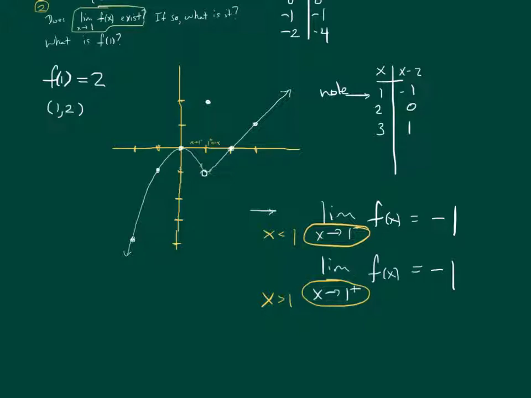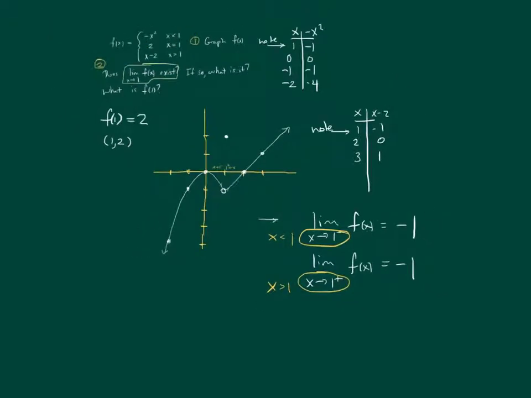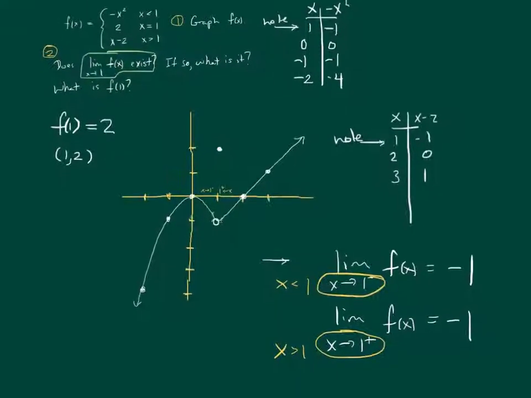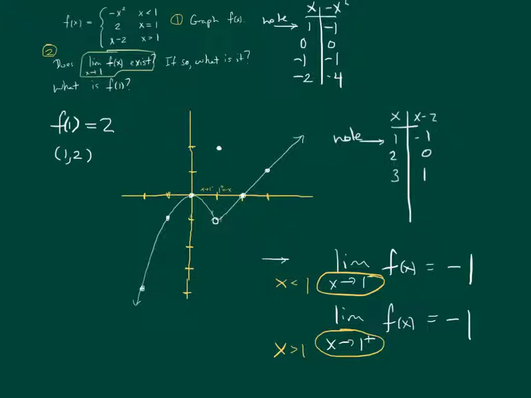Okay? Now, what if I had to do this using the formulas? What if I didn't have the graph? Well, x going to 1 from the negative side means that x is smaller than 1, which means I'm going to use this formula. I'm going to plug 1 into this formula and get negative 1. Again, x smaller than 1, I go to my piecewise list, which tells me which formula to use. I'm going to use negative x squared. Plug in 1 to negative x squared, I get negative 1.